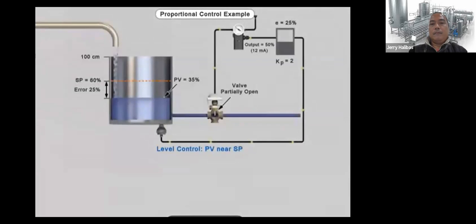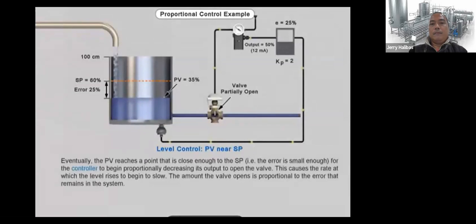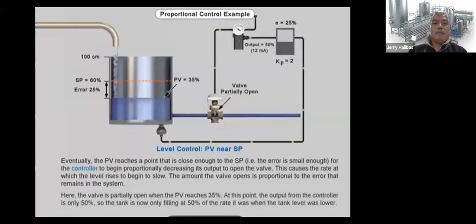Level control, PV near SP. Eventually, the PV reaches a point that is close enough to the SP for the controller to begin proportionally decreasing its output to open the valve. This causes the rate at which the level rises to begin to slow. The amount the valve opens is proportional to the error that remains in the system. Here, the valve is partially open when the PV reaches 35%. At this point, the output from the controller is only 50%, so the tank is now only filling at 50% of the rate it was when the tank level was lower.